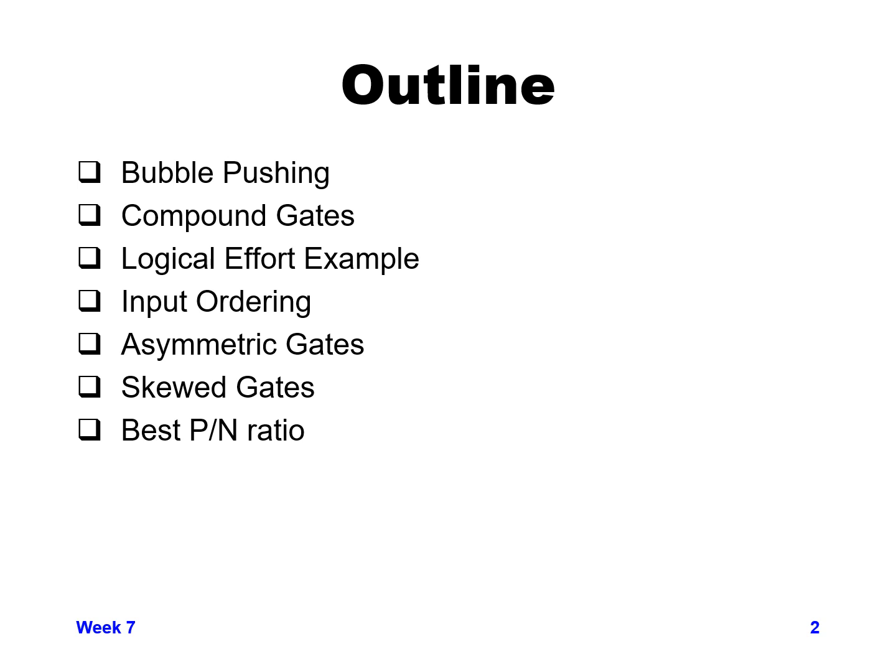Then input ordering, talking about asymmetric gates where we no longer have everything totally symmetric in terms of all of the inputs. Talking about skewed gates, where we might be more interested in the rising delay than the falling delay or vice versa, and determining the best PN ratios to use for your gates.